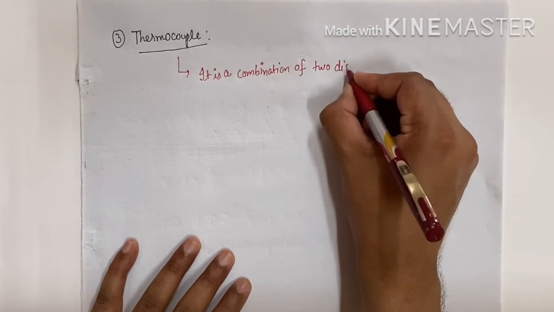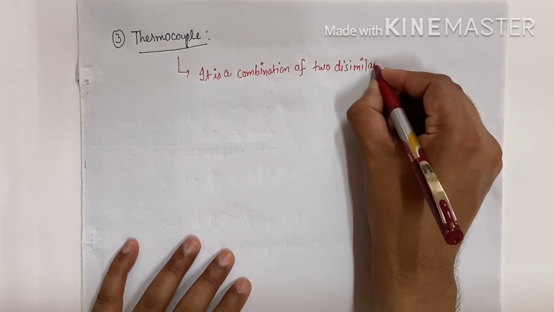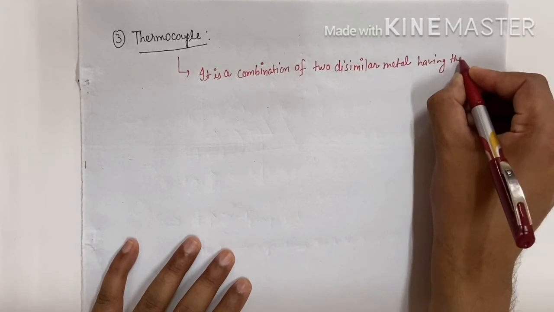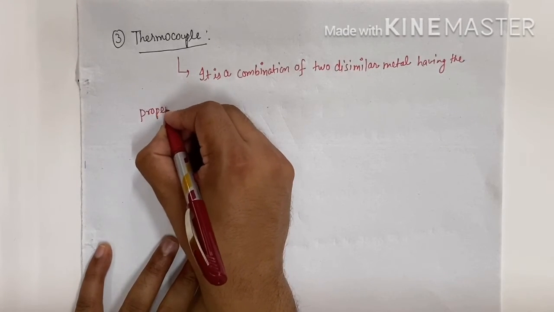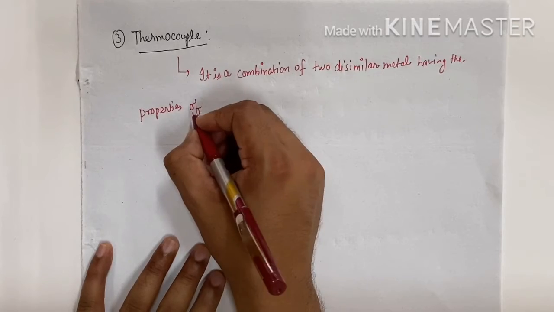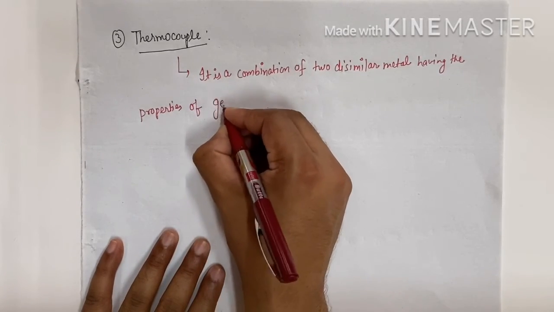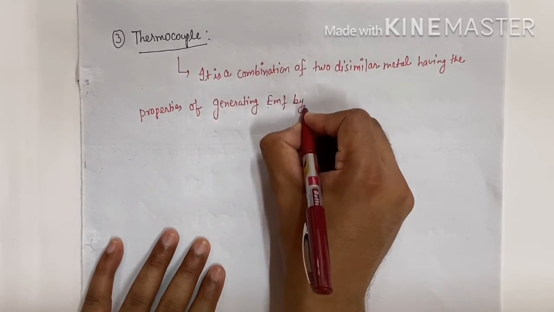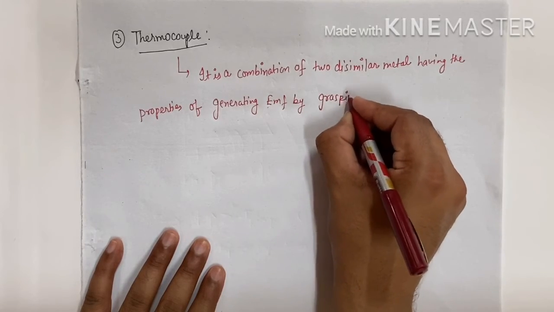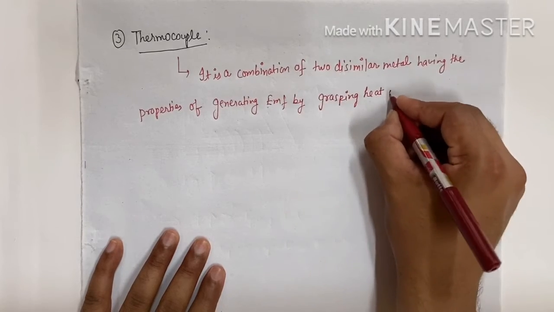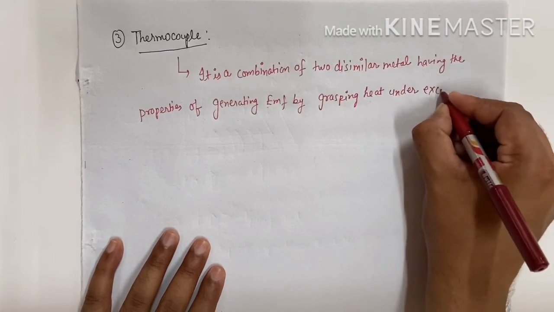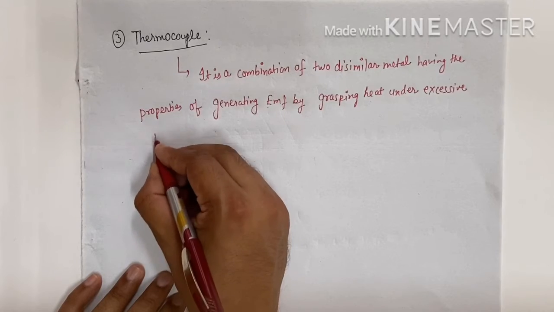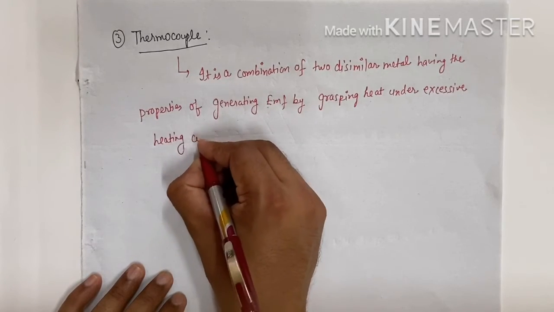So it is a combination of two dissimilar metals having the property of generating EMF by grasping heat under excessive heating condition.